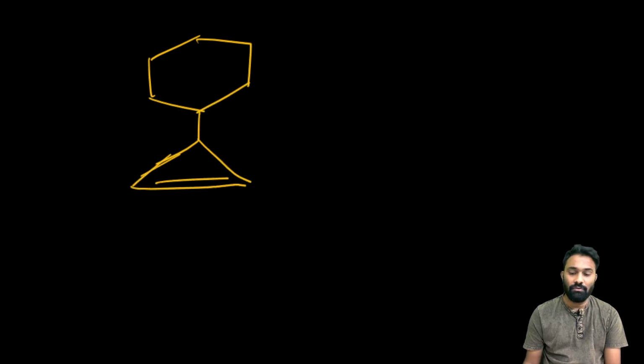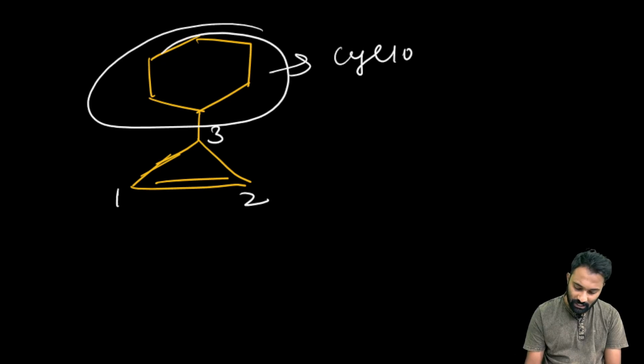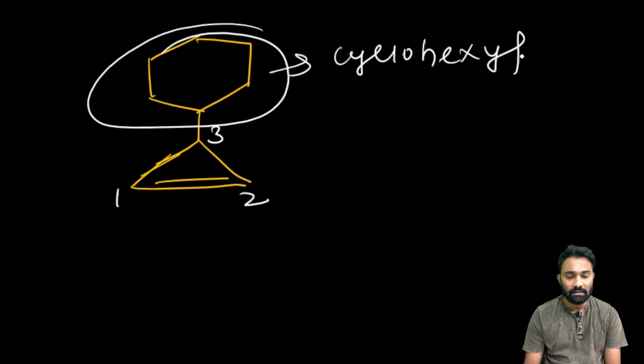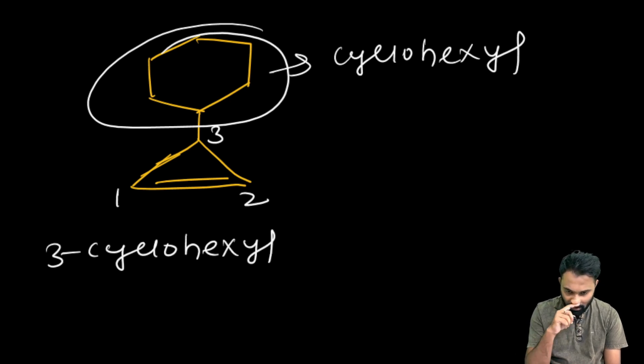Now, next another compound. If this type of compound is given, the double bond should be given the high priority, right? Now 1, 2, 3. Now this ring has become the substituent. Which ring is this? Cyclohexane. From cyclohexane, if you remove one hydrogen, it becomes cyclohexyl. Clear? Now the naming of this compound will be 3-cyclohexyl. Now, how many carbons are we having?